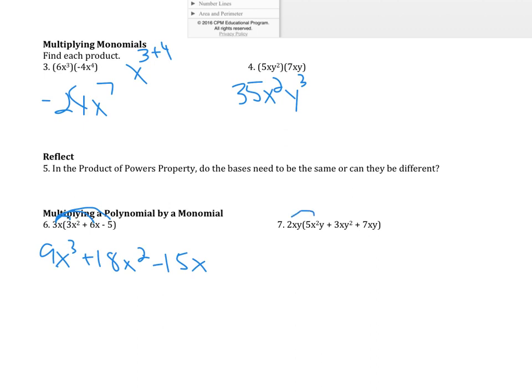Another variable in there, but the process is still the same. So 2 times 5 is 10. x times x squared, 1 plus 2 is 3. And then y times y, 1 plus 1 is 2. Distribute to the next one. 2 times 3 is 6. x times x is x squared. y and y squared is y cubed. And then 2 times 7 is 14. x times x is x squared. y times y is y squared.